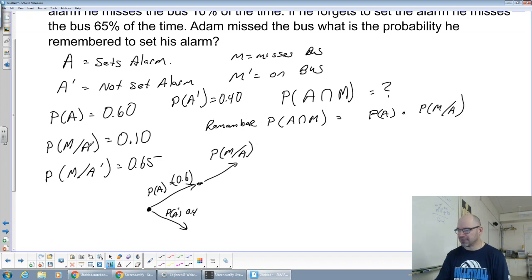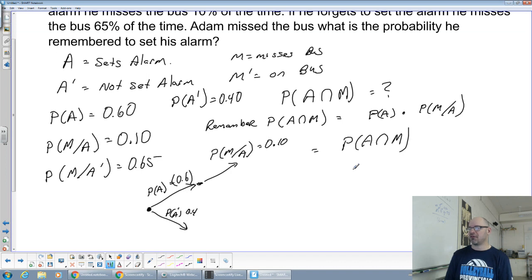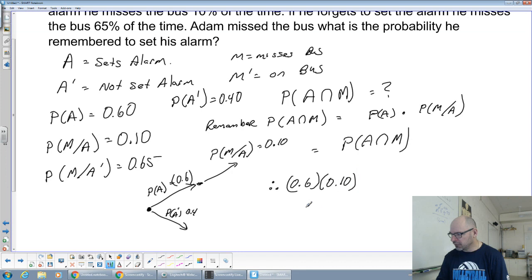Okay, so we look up here, that's 10%. And that's going to equal probability A and M, that he set his alarm and missed the bus. So just these two multiplied together, there's the path that we have. If we're doing the tree diagram, we could have done all of the other ones if we wanted, but this is the only one we need. So therefore, it's 0.6 times 0.10, which equals 0.06. So the probability that he set his alarm and missed the bus is 6%.